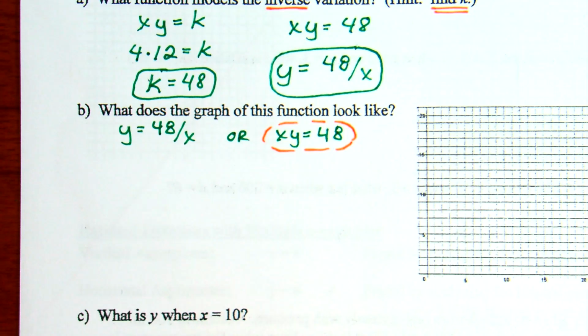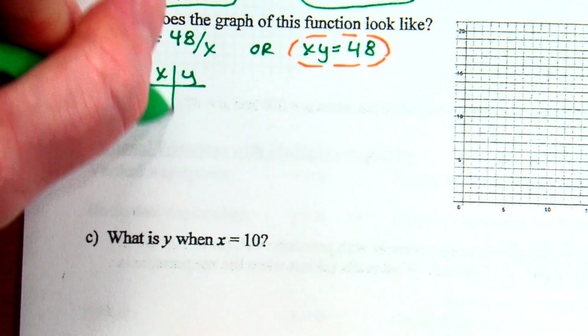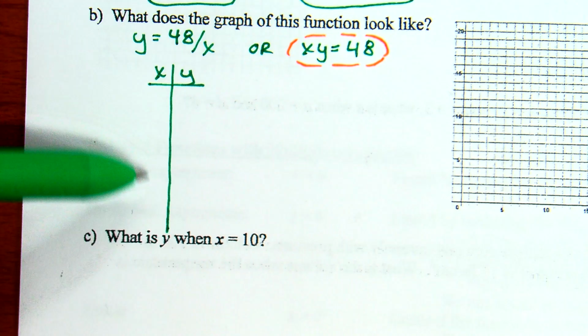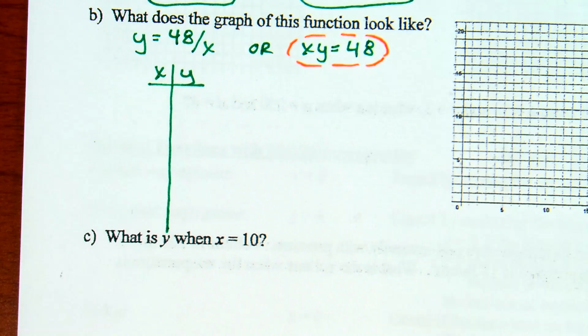And I'm going to use the idea of xy equals 48, which means when we start our xy chart, what has to be true about every set of ordered pairs? Every set of ordered pairs I fill into this chart. They have to equal 48. Yes? Okay. So I'm going to go in order.